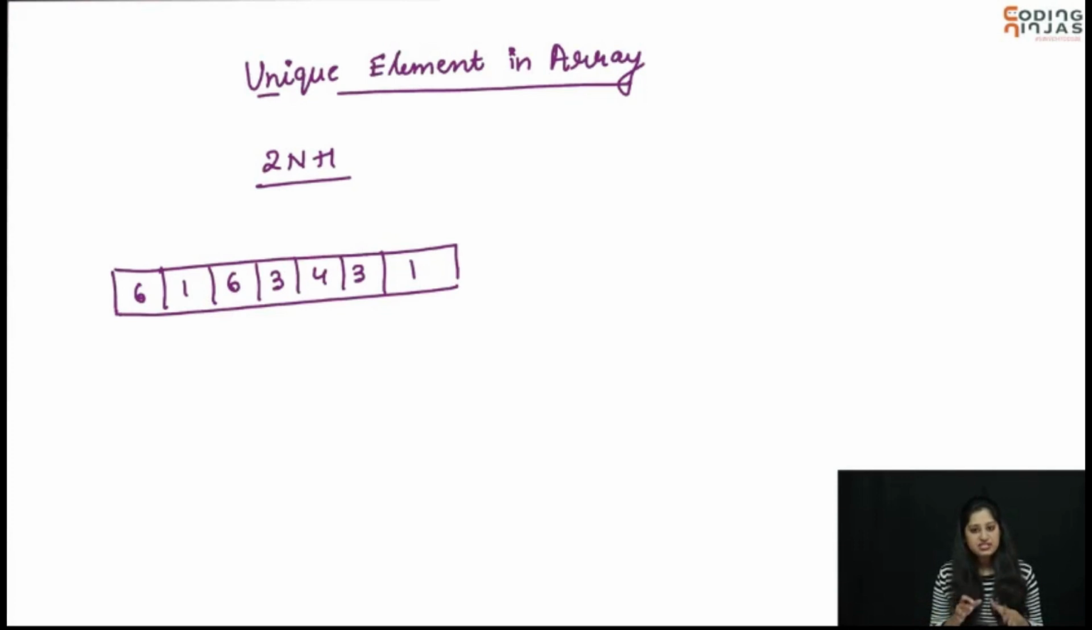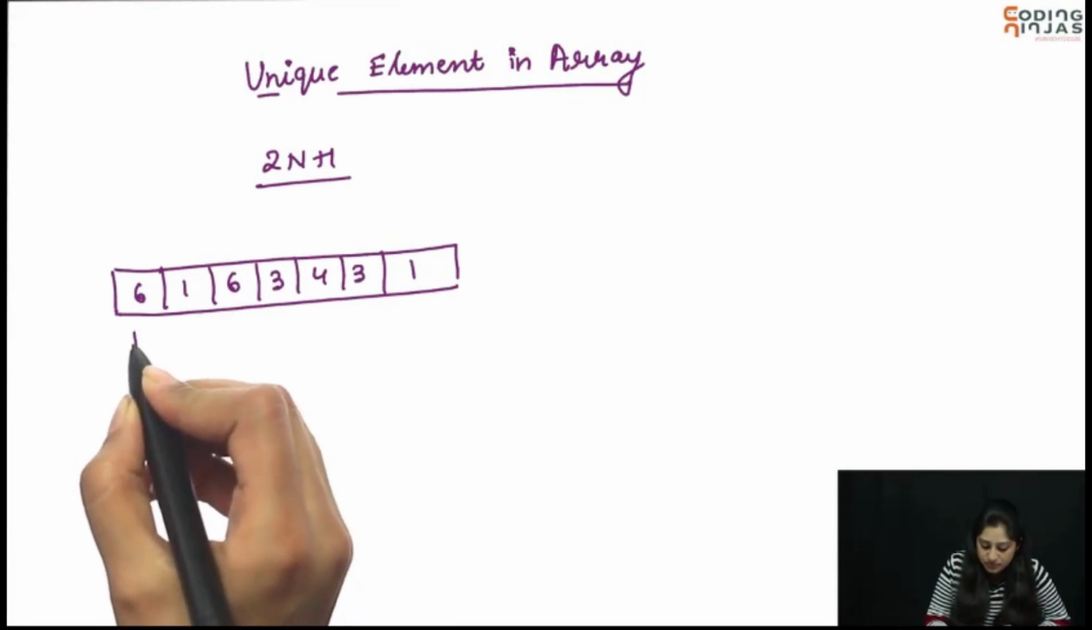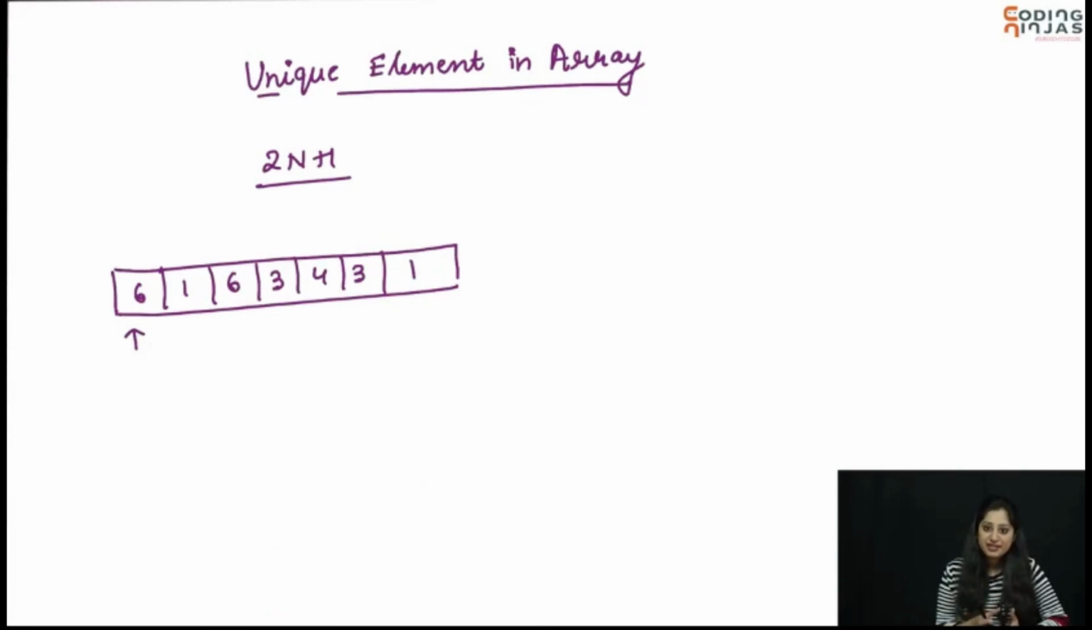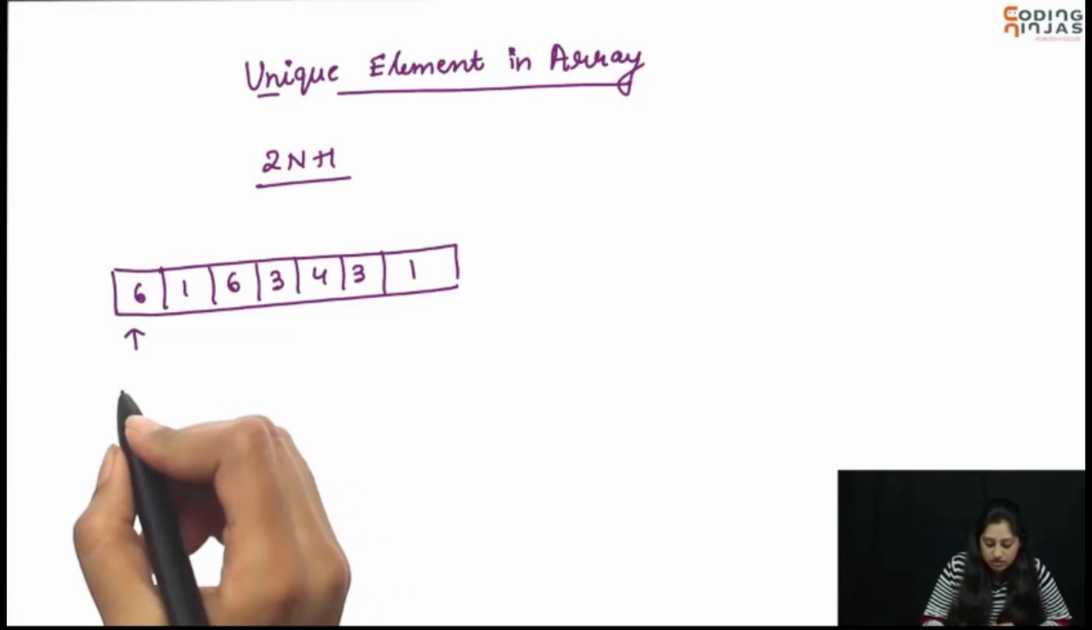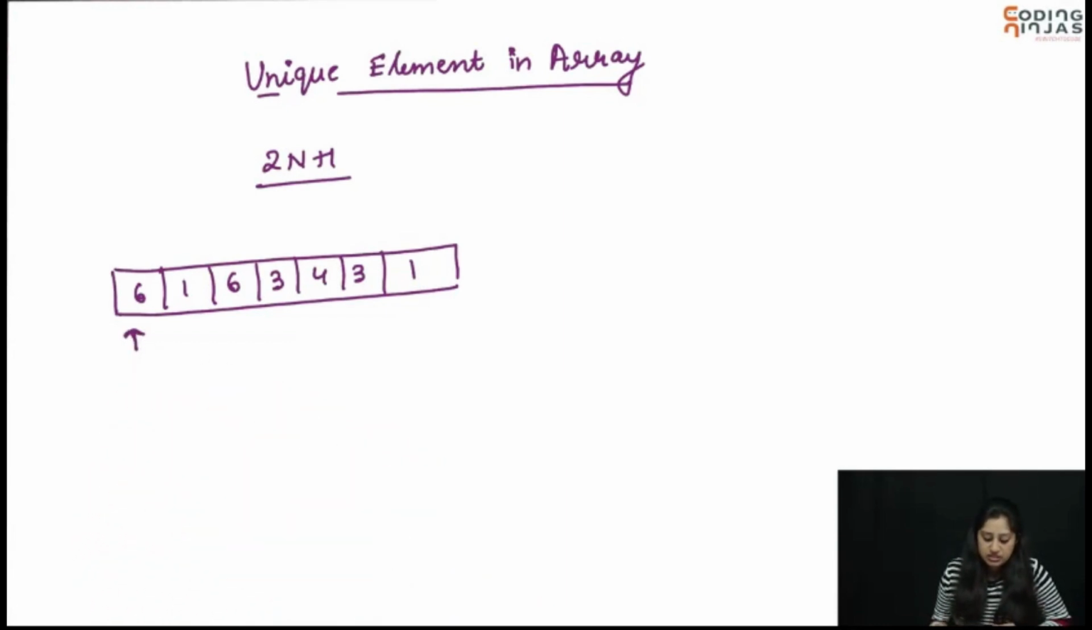I think the simplest approach that we can think about is, in order to find whether an element is unique or is its duplicate, I have to go and look up for that element in the array. So if I find another 6 in the array, that means it's duplicate, and if 6 is present only once in the array, it's unique, right? So let's go about solving this way.